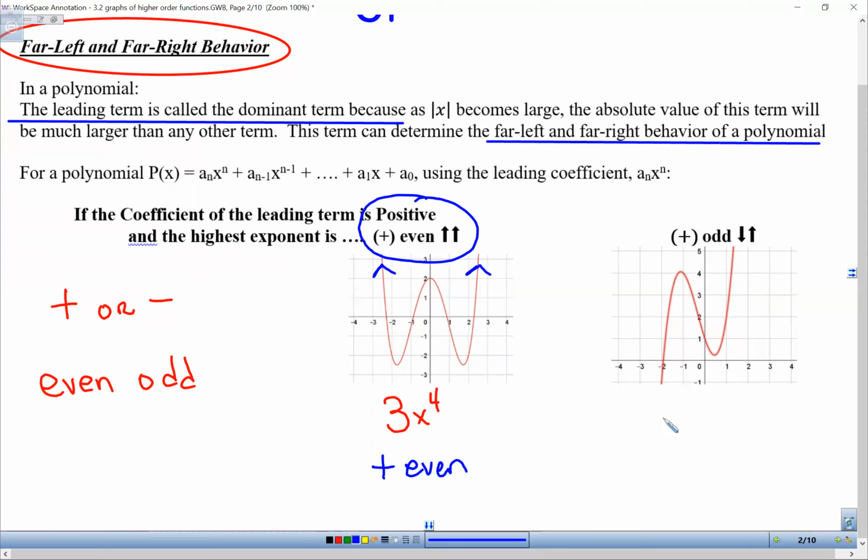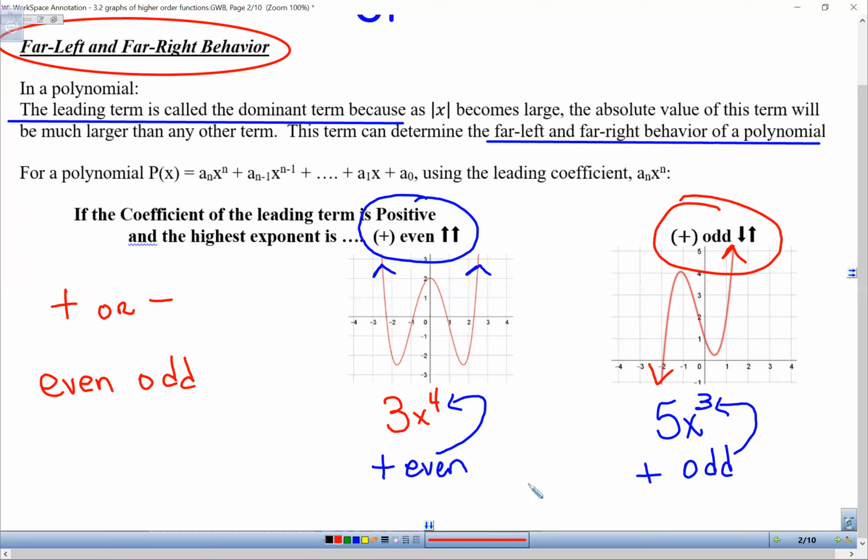If instead we had a leading term, maybe like 5x to the 3rd, this one is positive and the exponent is odd. So again, the odd or even is the exponent part of it. The leading coefficient doesn't matter. That's where we get the positive or the negative. So you can see from our graph, when it's positive and odd, the graph is going down on the left and then up on the right. So again, positive, odd, down on the left, up on the right.